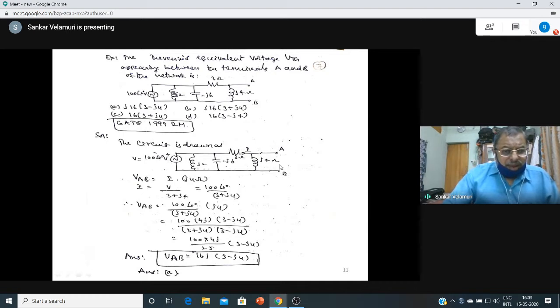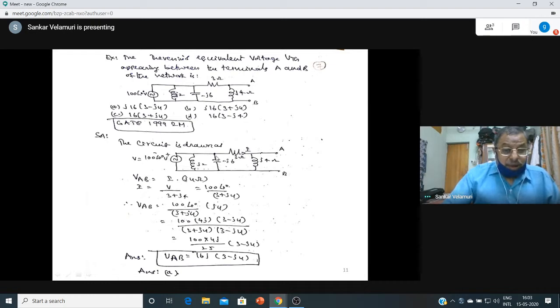Now you can see it seems to be complex, but it is very simple here. Why have I taken I equal to V by 3 plus J4? Why have I not found the equivalent impedance? Because these two are parallel branches. The voltage across them is the same, irrespective of the element values. The potential difference is the source voltage here.